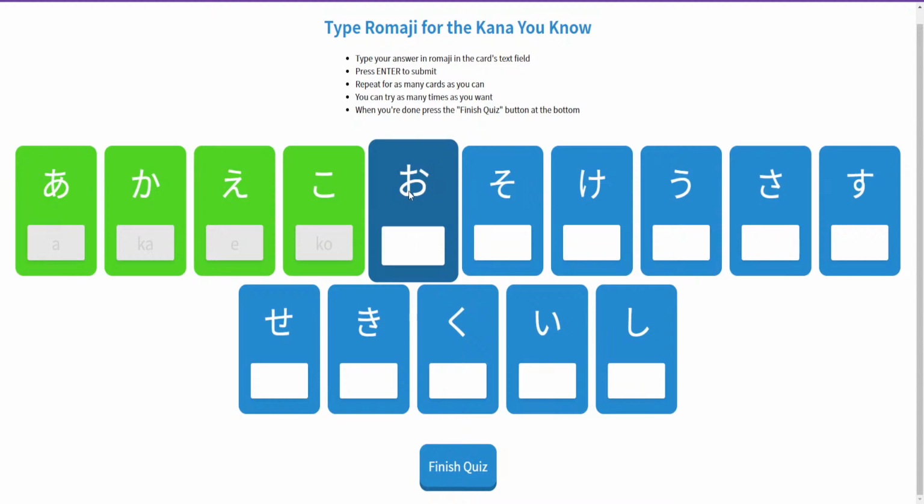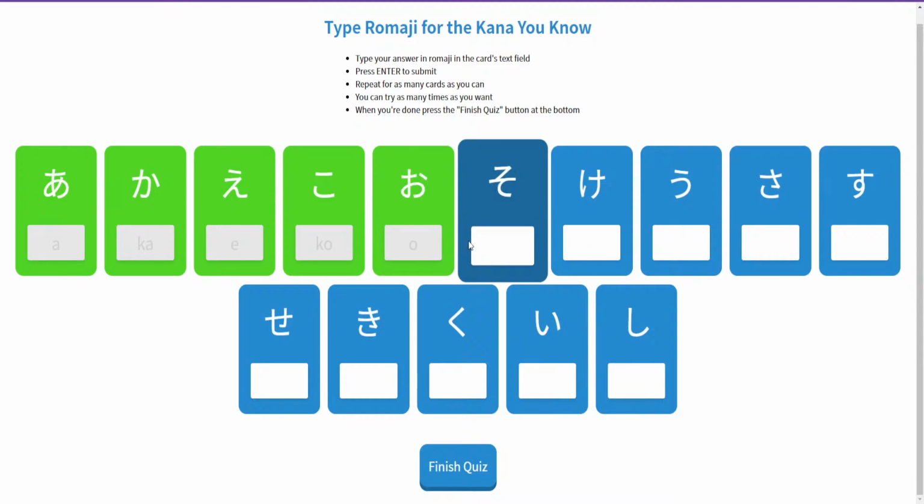We have 2 O's on this kana. How do you pronounce this kana? Good job. Oh, easy peasy. Nice. Next up from the sa column.